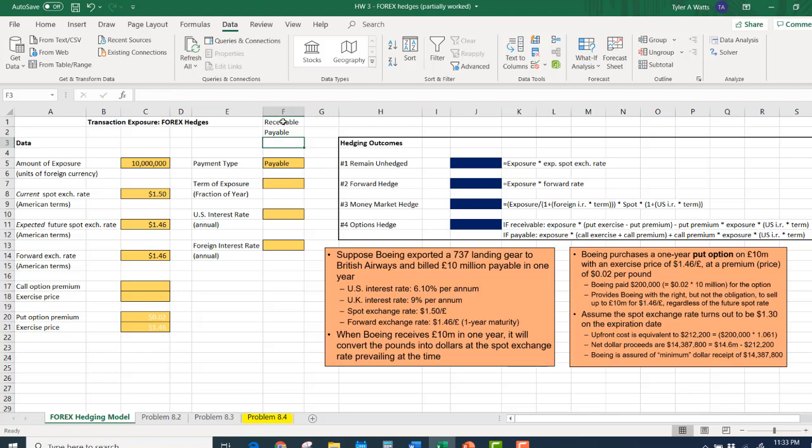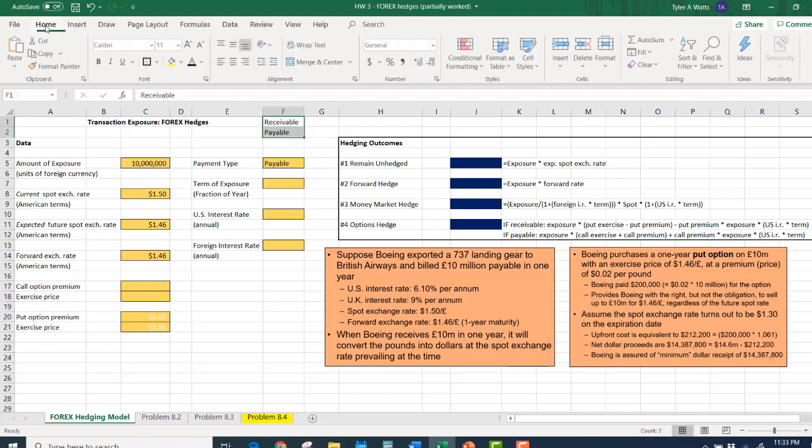Now, one thing I like to do when I do validation is I don't like those to be visible, so I'll just select my data validation range, and I'll change the text color to white for those. They're still there, but they just don't show up. So they're kind of hidden in plain sight, as it were. So now we can list that as a payable or receivable. This one's a receivable because, again, we're looking at Boeing's perspective.